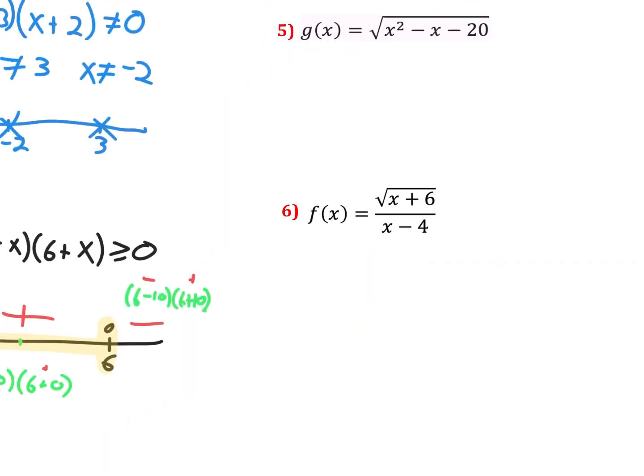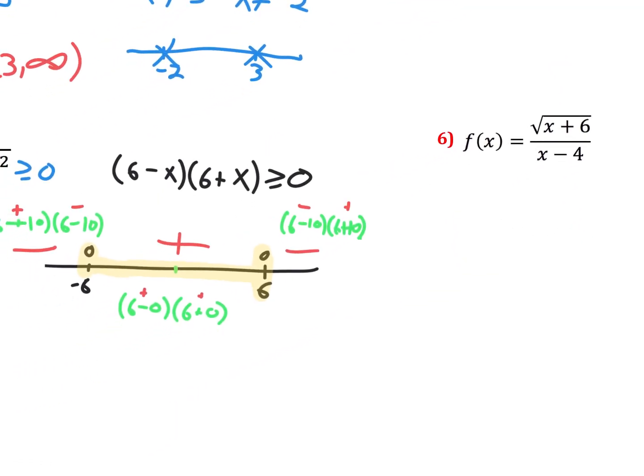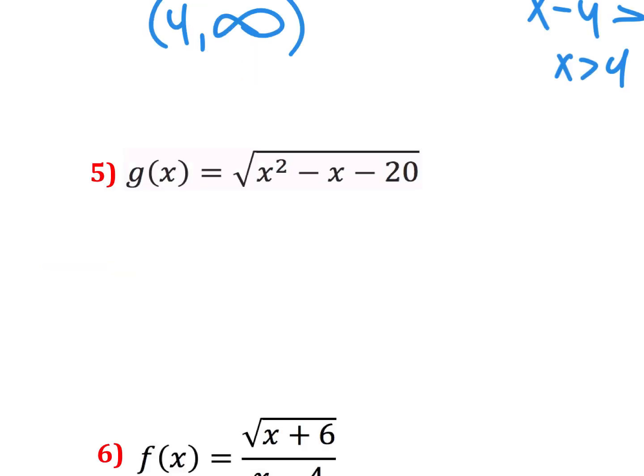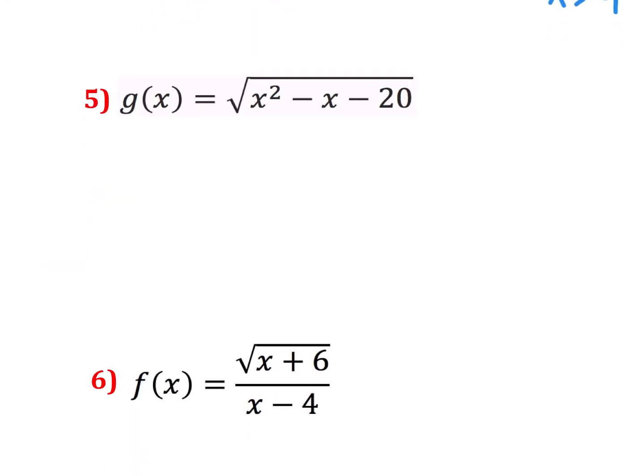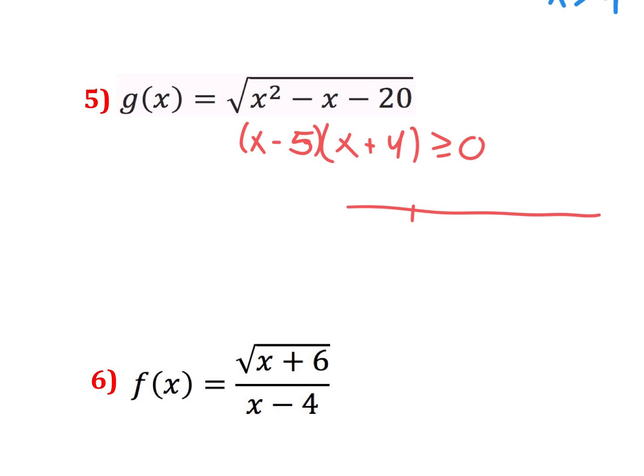All right, number 5 is going to look very similar to number 3. Number 5, I've got x squared minus x minus 20. That has to be greater than or equal to 0. Let's factor this first. Numbers that multiply to be a negative 20, but add up to a negative 1, we're going to get negative 5 and positive 4. Then we have to do a sign analysis. We're going to visualize a number line.